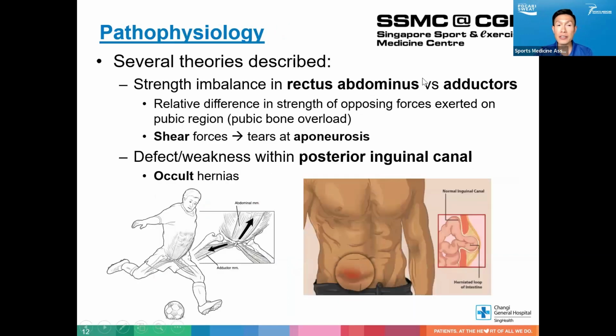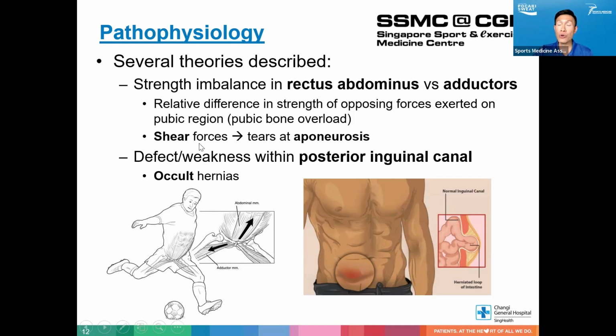Okay, so there are certain theories described as to what is the pathophysiology. What causes this pain? One of it is the strength imbalance between the abs, the rectus abdominis, and the adductors. So you can see over here again in the cartoon version, the pull of the rectus abdominis and the pull of the adductor muscles causes a lot of strain at this region. So it's the relative difference in the strength of the opposing forces exerted right at the pubic region, causing pubic bone overload.